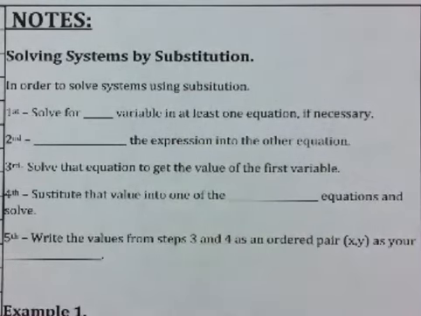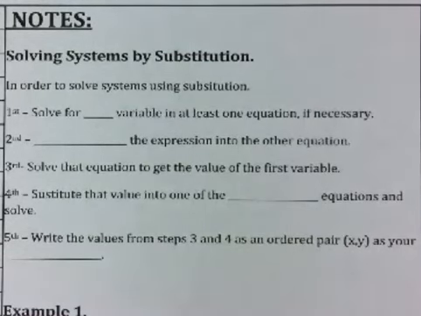Second thing we need to do is, once we've solved for that variable, we need to substitute the expression into the other equation. So we've got y is equal to something, and then we take that something and put it in for y in the other equation. Third thing that we would need to do is solve the equation to get the value of the first variable. Once we've substituted, we would only be working in one variable, so we need to solve for that variable. Then, once we solve for that variable, the fourth thing we need to do is substitute that value into one of the original equations and solve. So we plug it back into our original equation and solve.